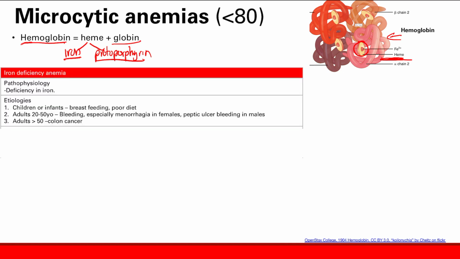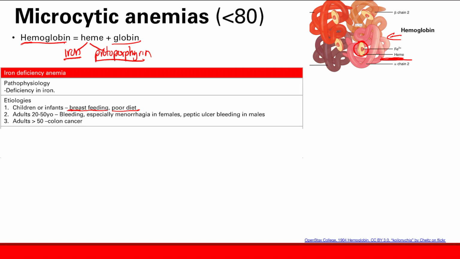So the very first one we're going to talk about is iron deficiency anemia. So deficiencies in iron, and etiologies of this depend on the age a lot of times. So children and infants, they get iron deficiency from just poor intake. So breastfeeding, because human breast milk is low in iron, or it's poor diet where they're not getting very much iron in their diet. If you see an adult with iron deficiency anemia, you want to be thinking a couple of things. First of all, it's probably from bleeding.